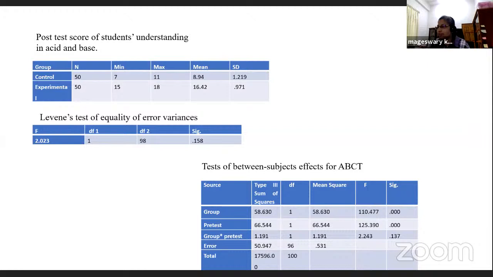ANCOVA would be best when the significance value for the interaction effect is less than 0.05. The best possible reason for you to use ANCOVA is when your significance value is less than 0.05. That means there is an interaction effect between group and pretest, so the pretest affects the groups. But in my case, with this real data, I'm getting 0.137, so the pretest does not affect the group.